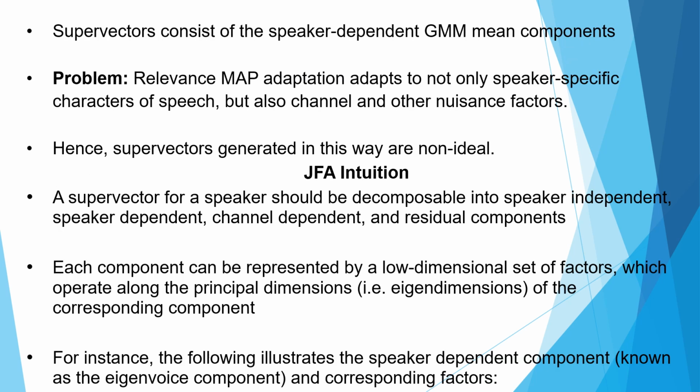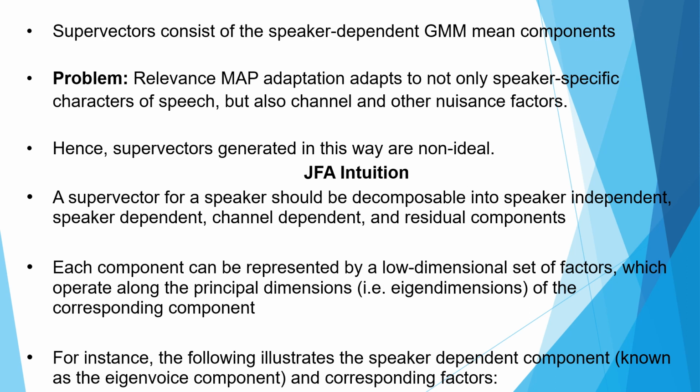Supervectors consist of the speaker-independent GMM mean components. Relevance MAP adaptation adapts to not only speaker-specific characteristics of speech but also channel and other nuisance factors. The supervectors generated in this way are non-ideal. In JFA, a supervector for a speaker should be decomposed into speaker-dependent, channel-dependent, and residual components. Each component can be represented by a low-dimensional set of factors which operate along the principal dimensions.